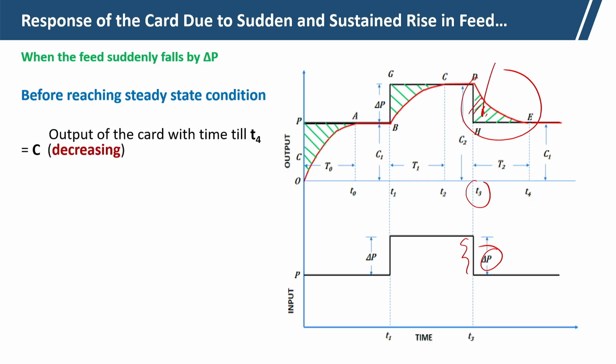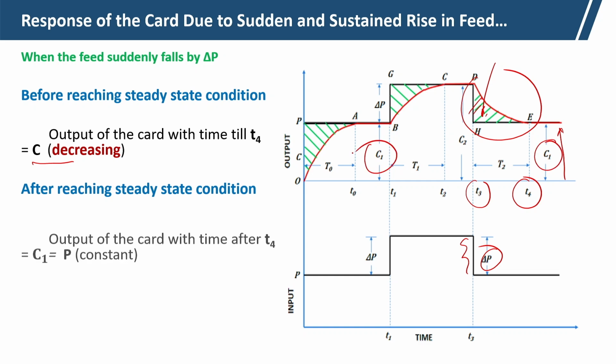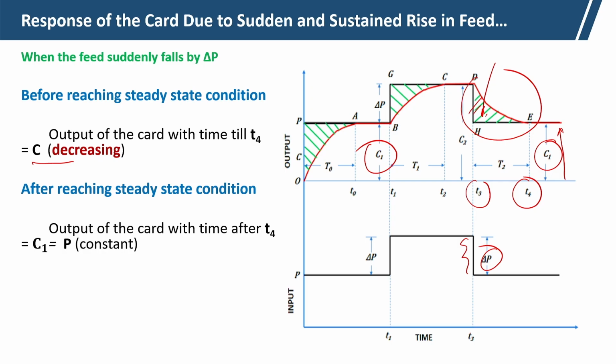So, the output of the card till time T4 will be decreasing, as we have discussed earlier, and after reaching the steady state condition, the output again becomes C1, which was there between T0 and T1. So, beyond T4 the output will again be C1, equal to P, which is constant again.